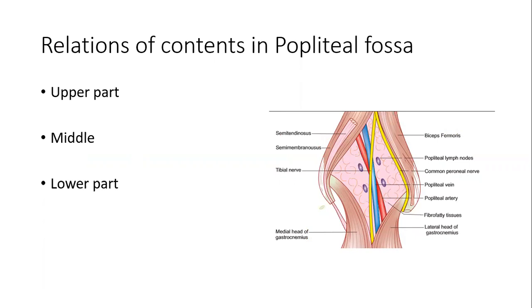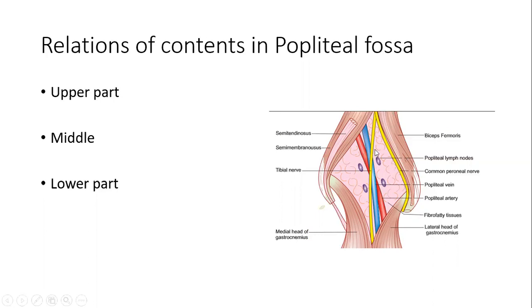So for the understanding of the relations of different contents present in the popliteal fossa, we can divide the popliteal fossa into an upper part, middle part, lower part. So in the upper part, you can see that here in the yellow is shown the sciatic nerve dividing into its two terminal branches at the apex of the popliteal fossa into tibial nerve and common fibular, also called common peroneal nerve. And then we have popliteal vein and popliteal artery, along with the lymph nodes and lymphatics and fibrofatty tissue.